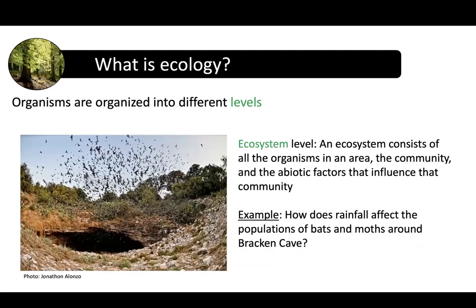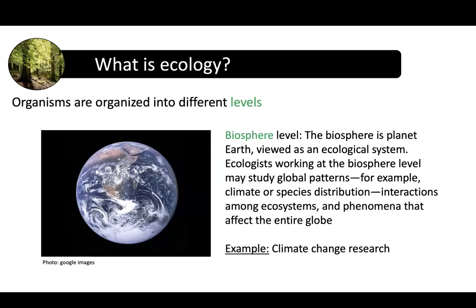On an ecosystem level, it consists of all the organisms in the area, the community, and the abiotic factors that influence the community. An abiotic factor is something that is not alive. You can think of this as weather, soil composition, temperature, stuff like that. And so ecosystem ecologists often focus on the flow of energy and recycling of nutrients in the system of study. An example of a question we could ask is, how does rainfall affect the populations of bats and moths around Bracken Cave?